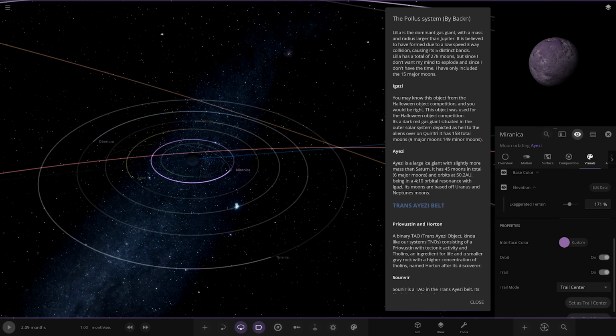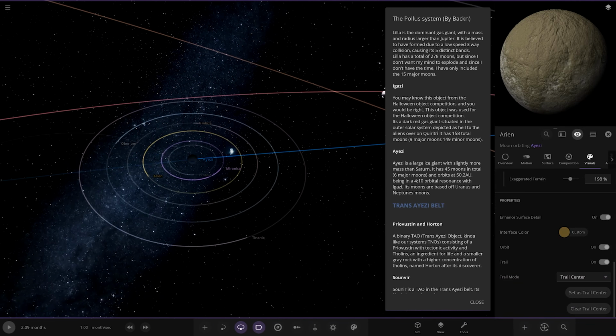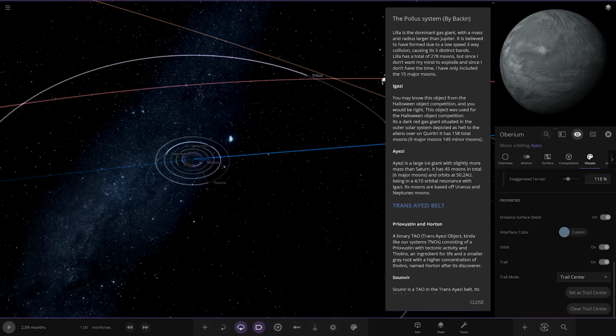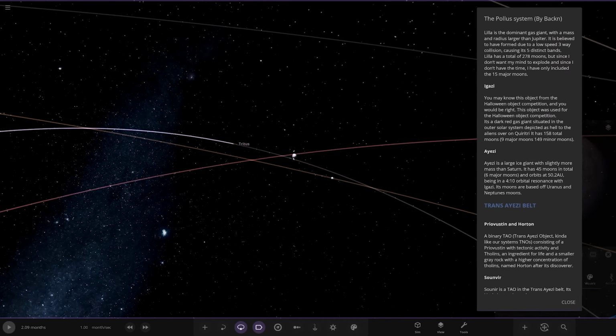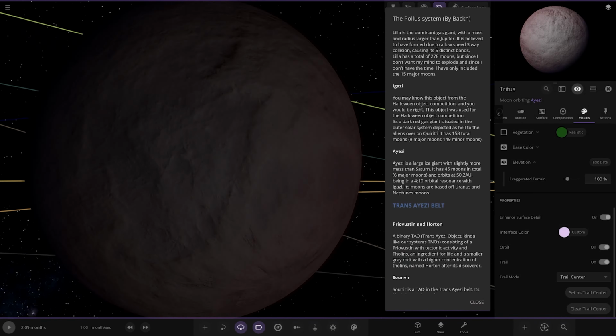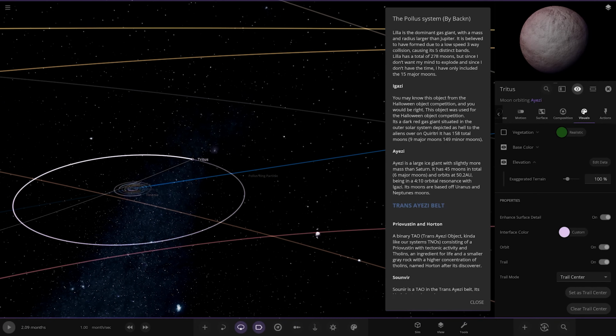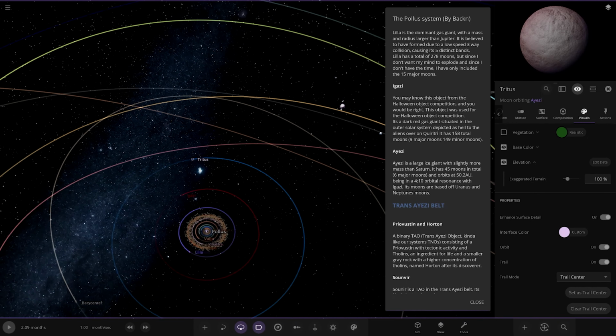And here they are. Awesome. So there we go. Oh, more generic moons, kind of like Uranus's moons in theory. We've got Tritus here. It's probably a take on Triton, but looking good. I like it. Very, very nice indeed.